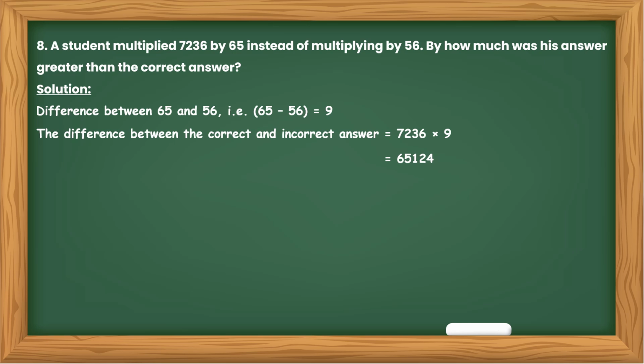otherwise, the second case, how you will have to do is, first you will find out 7,236 into 65. And then you will find out 7,236 into 56. Then both the product you will subtract. So that is a very tedious process. Instead of that, the correct value is 56 and the wrong value is 65. So the difference between them, if you find out and multiply that with the correct number, you will get the difference in the error. Hence, by 65,124, the answer was greater than the correct answer.